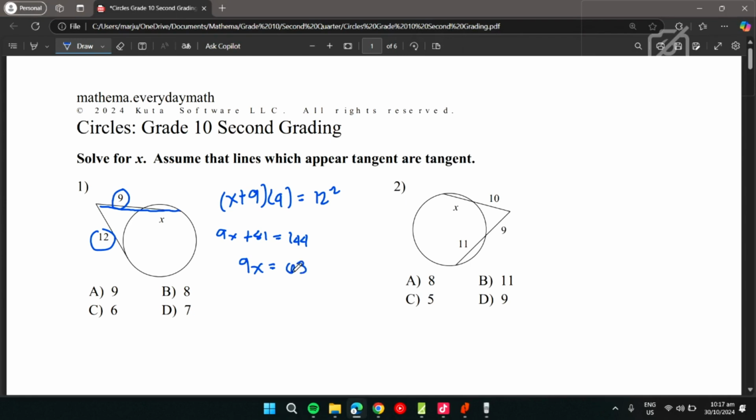And then we solve for x. Ano mangyayari when we solve for x? This is just x equals 7. So our answer is 7. So anong letter yan? That is actually letter D. So ito yung ating sagot for number 1.